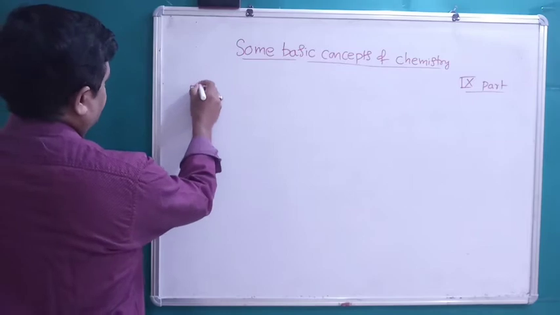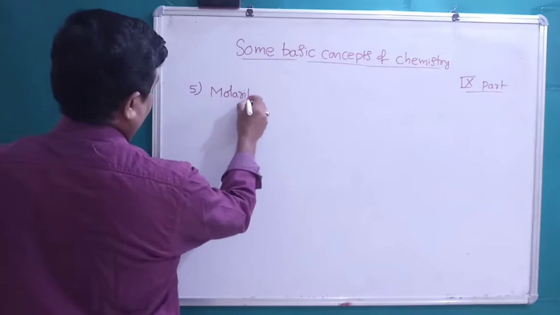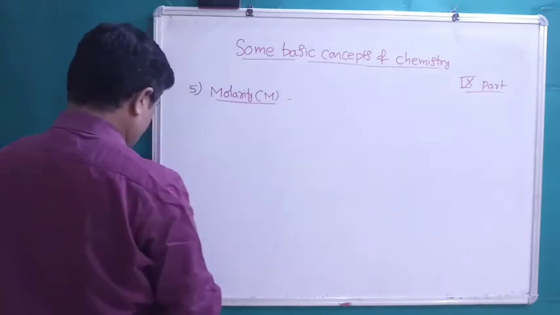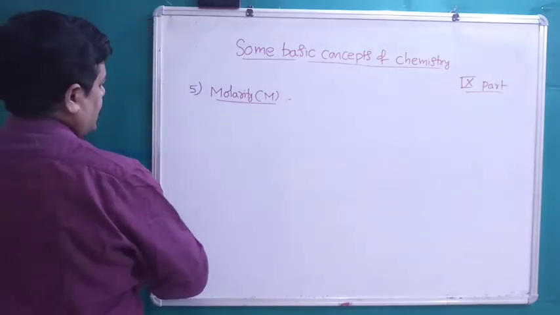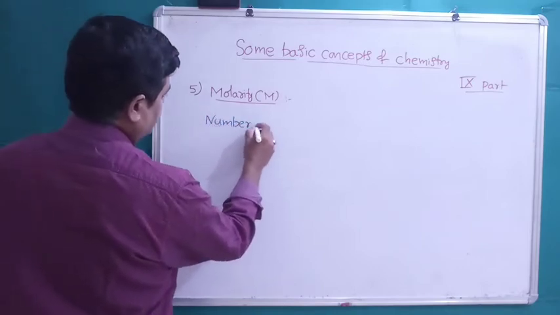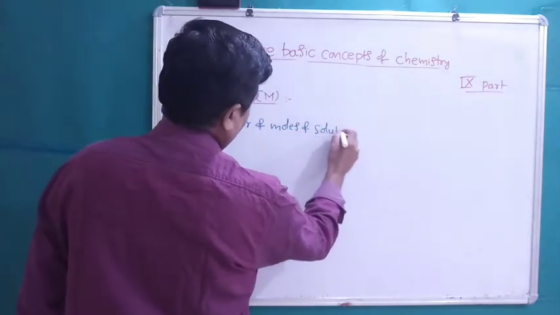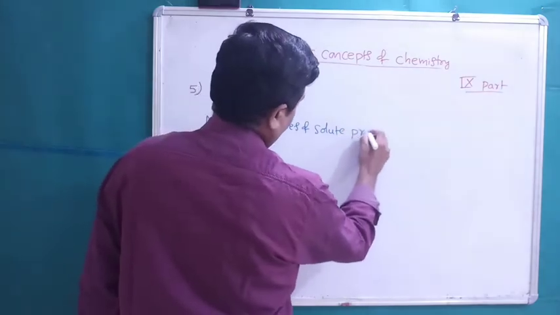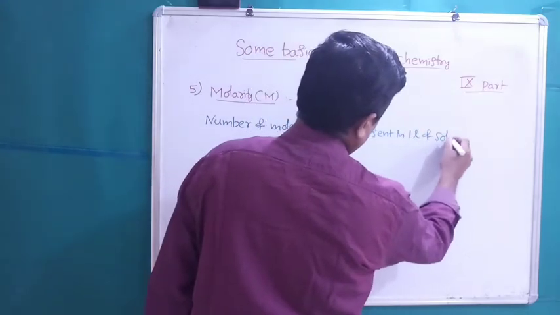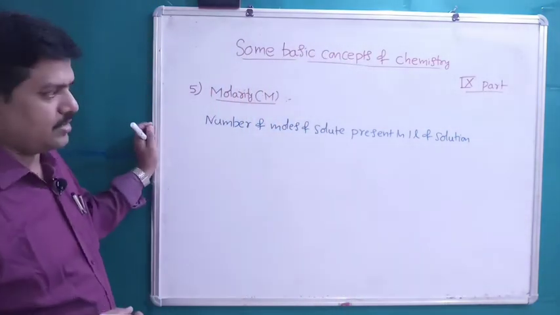This is the 5th concentration term, which is known as molarity. Generally it is indicated with the capital M. It is defined as the number of moles of solute present in 1 liter of solution.